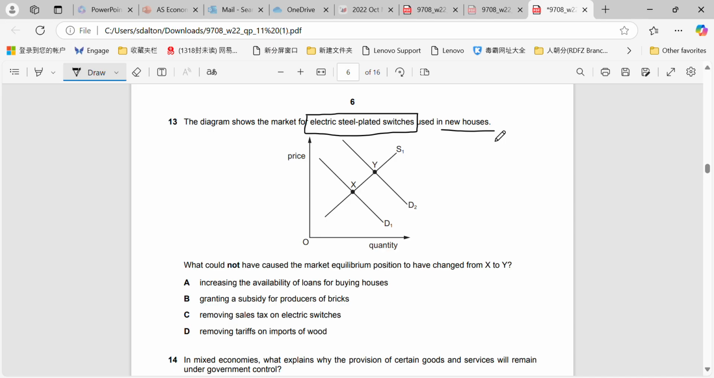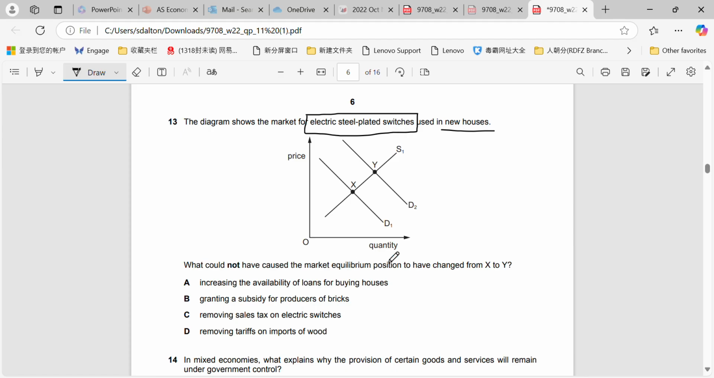In other words, if any of these options increase the demand for new houses, then by definition there will be an increase in the demand for electric steel-plated switches. Okay? Electric steel-plated switches are not going to be demanded more unless new houses are demanded more, because that is where they are being used. And that's what we're told. These are the markets for the ones that are used in new houses.